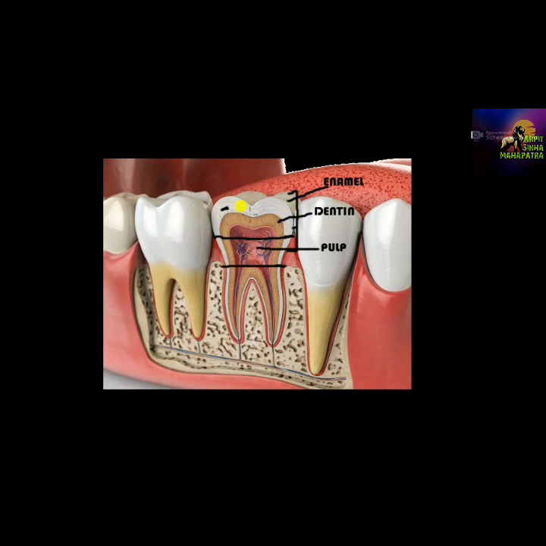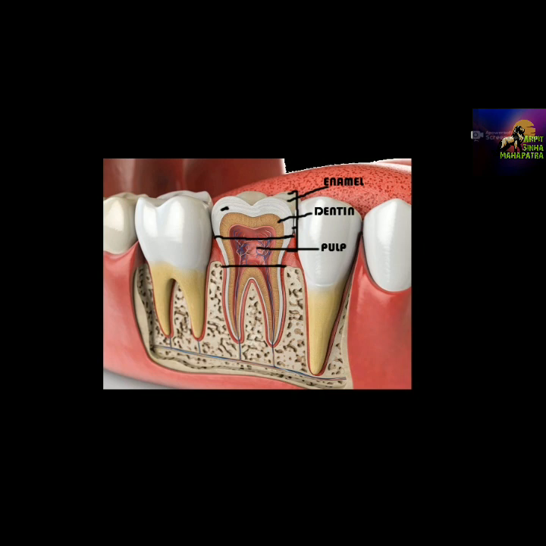The outer structure: the upper part is the crown, the middle part is called the neck, and the last part is called the root. The internal parts are the enamel, dentine, and pulp. So this is the structure of a human tooth. I hope you get it.